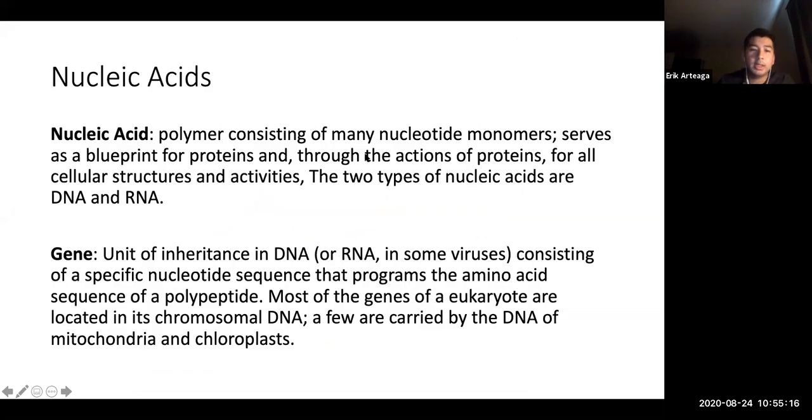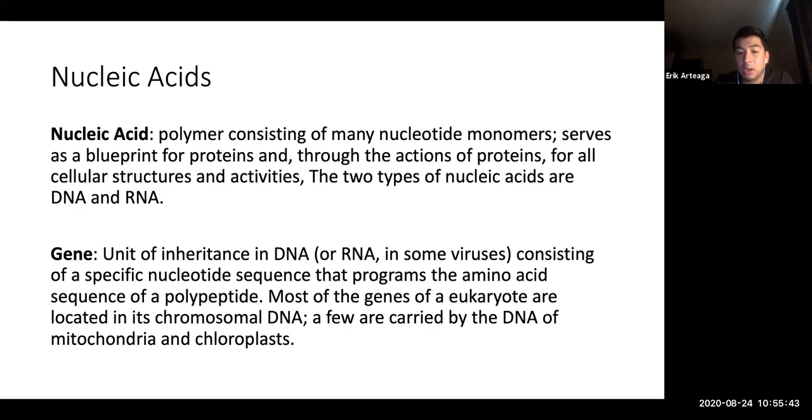All right, so nucleic acids, last one, then we're done. Nucleic acid, a polymer consisting of many nucleotide monomers, serves as a blueprint for proteins and, through the actions of proteins, for all cellular structures and activities. The two types of nucleic acids are DNA and RNA. Gene, the unit of inheritance in DNA or RNA, and some viruses, consisting of a specific nucleotide sequence that programs the amino acid sequence of a polypeptide.